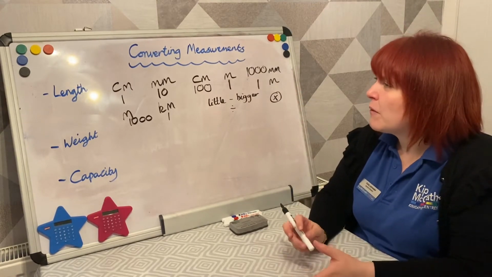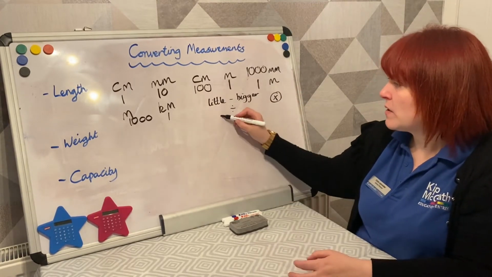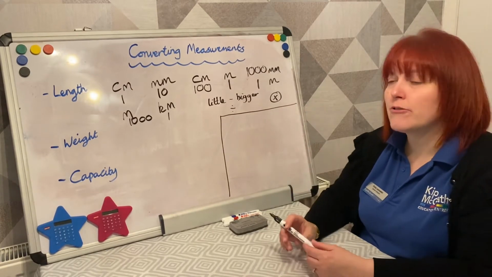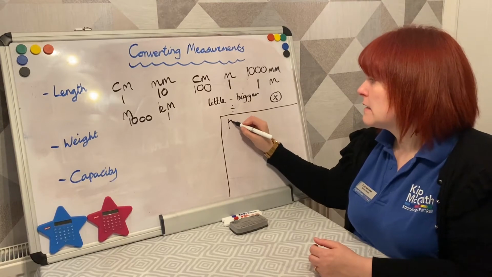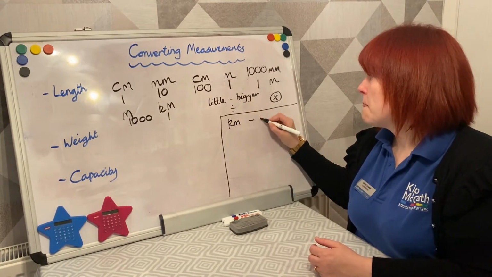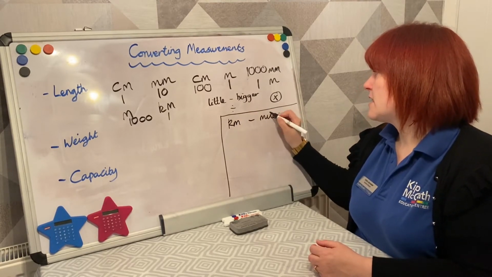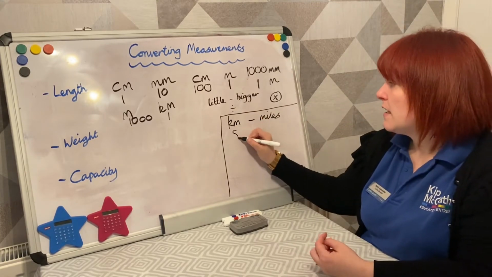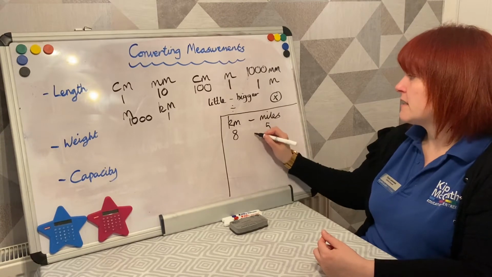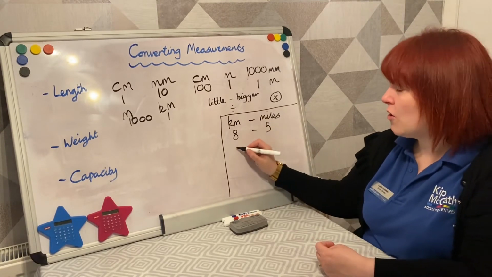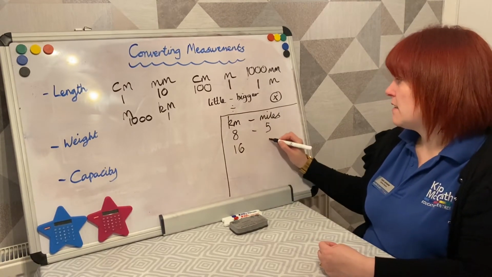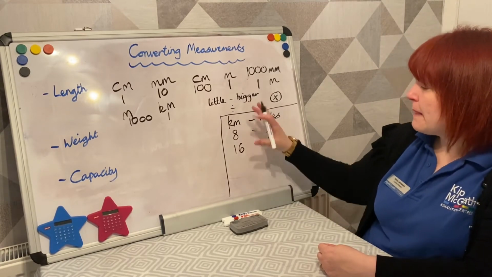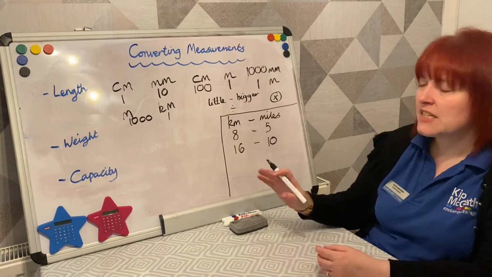Now there is one added element with length that they have to learn, especially in secondary school. They've got to understand how to get from kilometres to miles. This isn't a simple and easy conversion, but what we tend to go with is that 8 kilometres is 5 miles, or sometimes we do 16 and 10. Once they get that in their head, it's not too difficult.